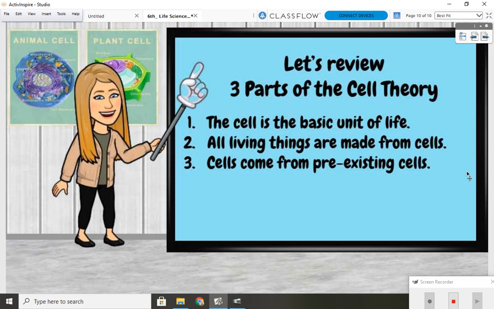All right, so let's review the 3 parts to the cell theory. Number 1, the cell is the basic unit of life. Number 2, all living things are made from cells. And number 3, cells come from pre-existing cells.